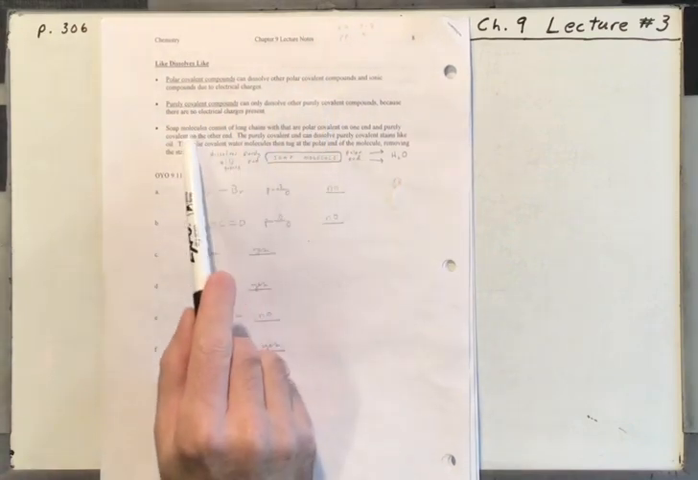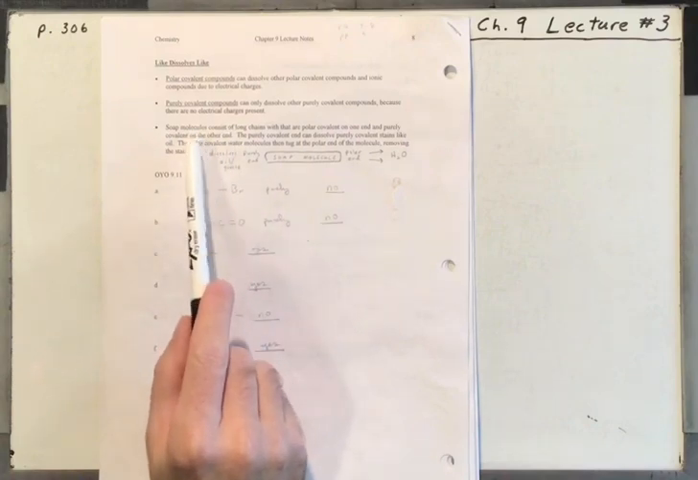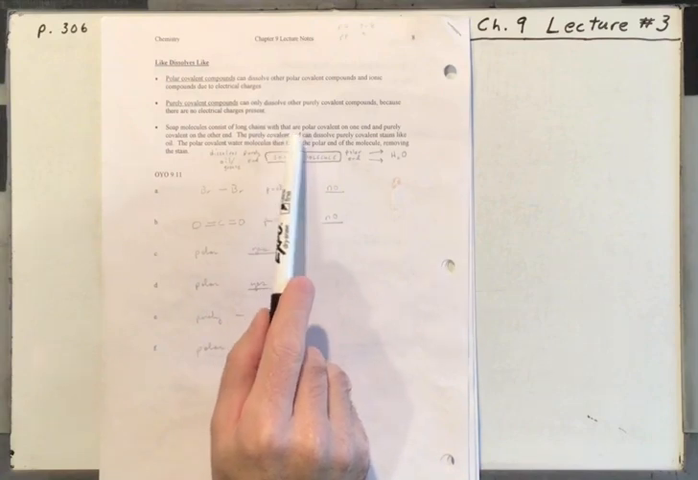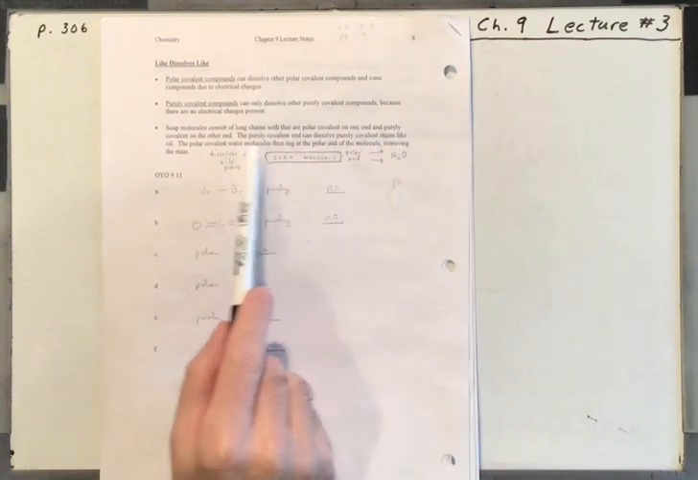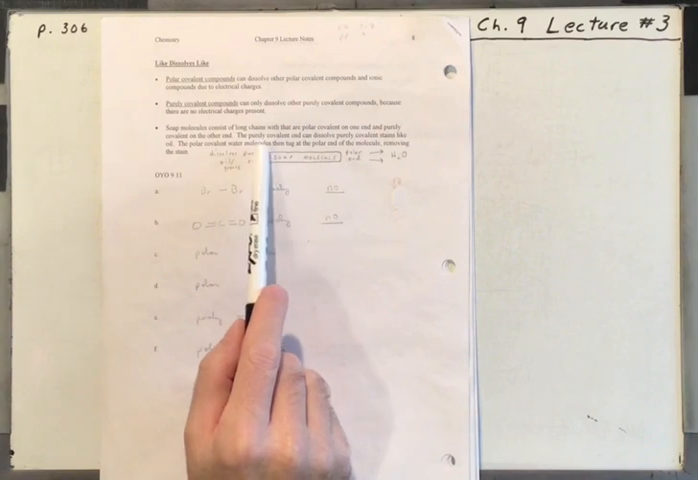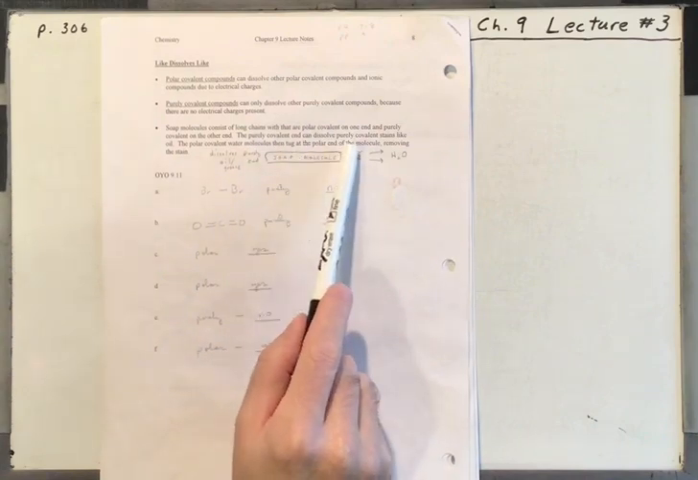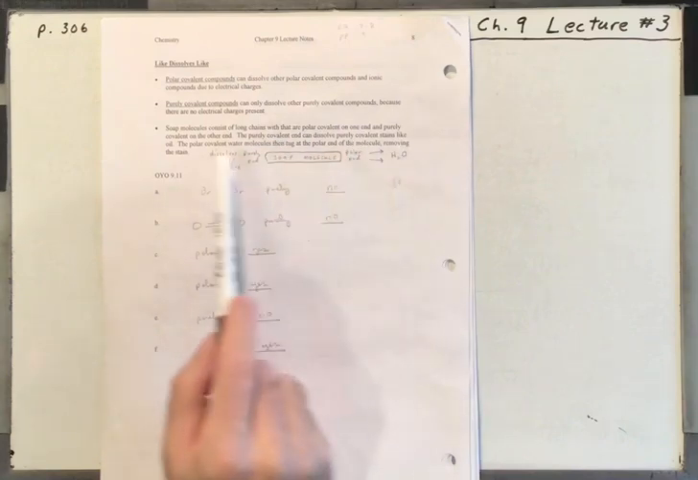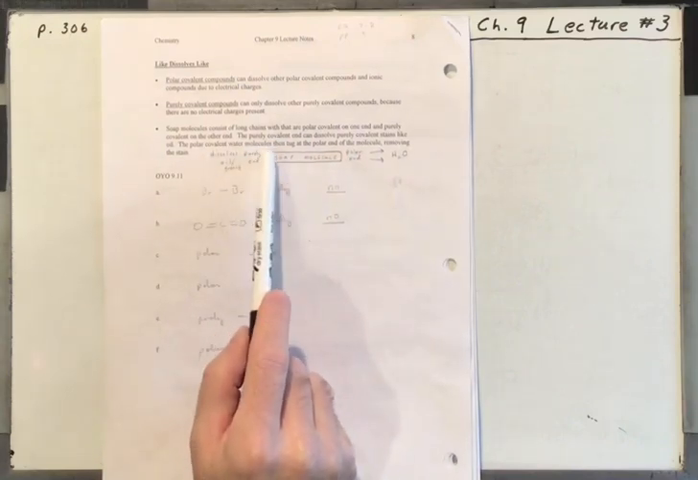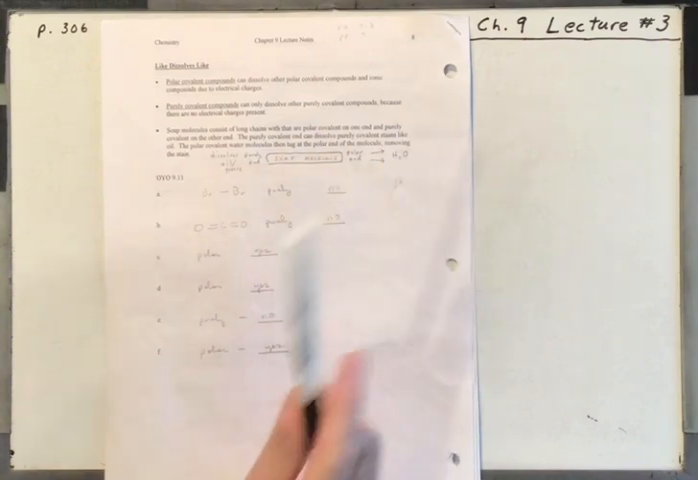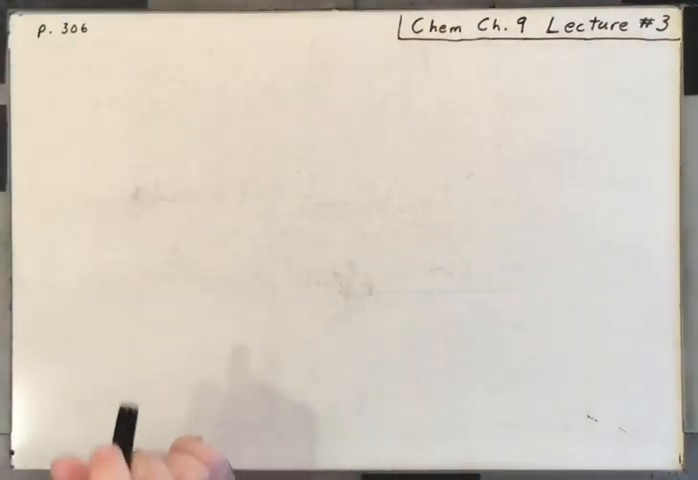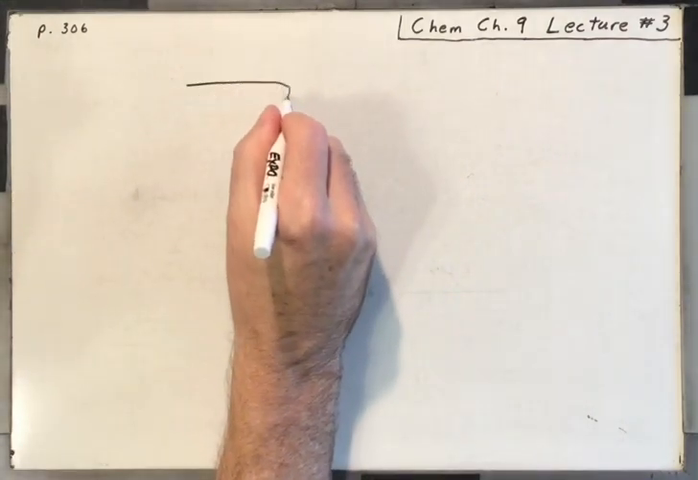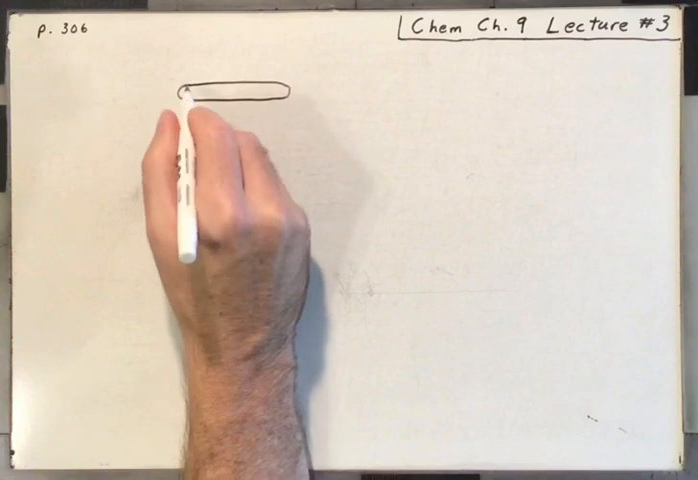Okay, and then I've got a little paragraph here about how soap works, because soap molecules consist of long chains that are polar covalent on one end and purely covalent on the other end. The polar covalent end can dissolve, the purely covalent end dissolves purely covalent stains. Polar covalent water molecules then tug at the polar end. All right, so let's draw this out underneath that paragraph. Let's just draw a long soap molecule. Soap molecules are really long, so we'll just draw it like that.